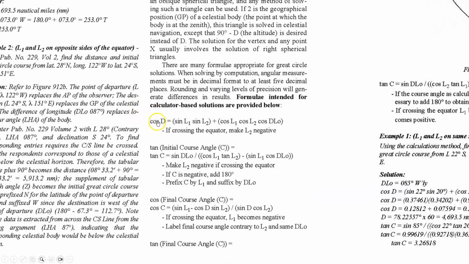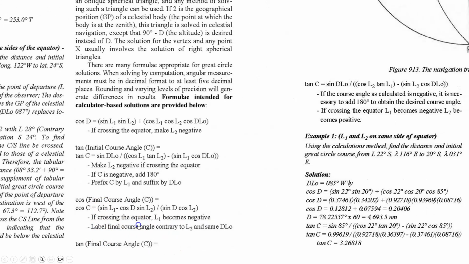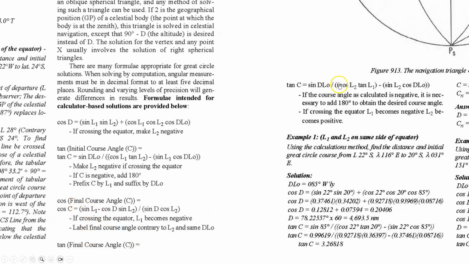So in this course, we're going to be using the cosine D and the tan C formula. Now, these are some other Great Circle formulas, okay? These ones here, we're not going to use until ANAV, all right? But if you need them for some reason, you can find them right there. We're going to be using these two formulas, and there are some rules associated with them, written right there. The cosine D has one rule, and the tan C formula has three rules. The first rule is the same for both of them: if you're crossing the equator, you have to make L2 negative.